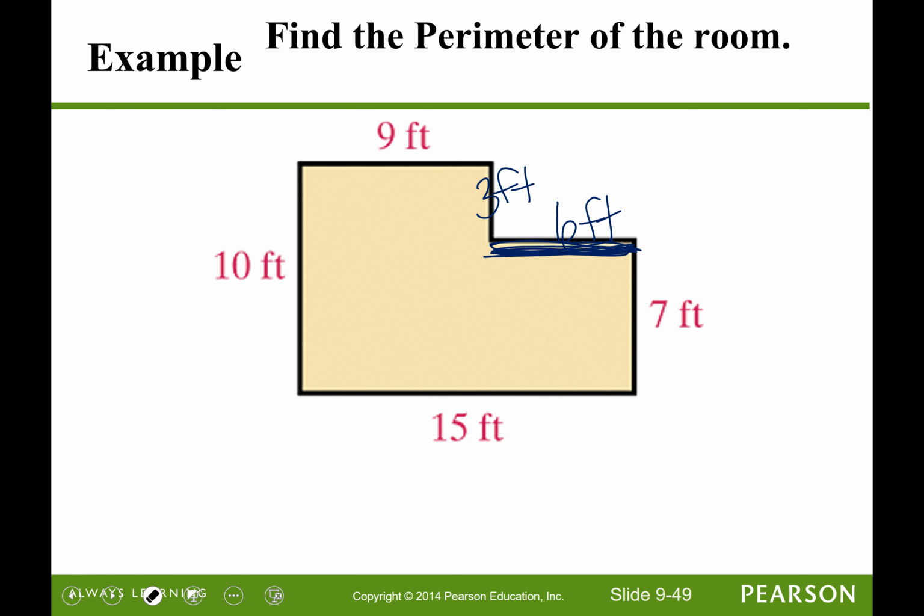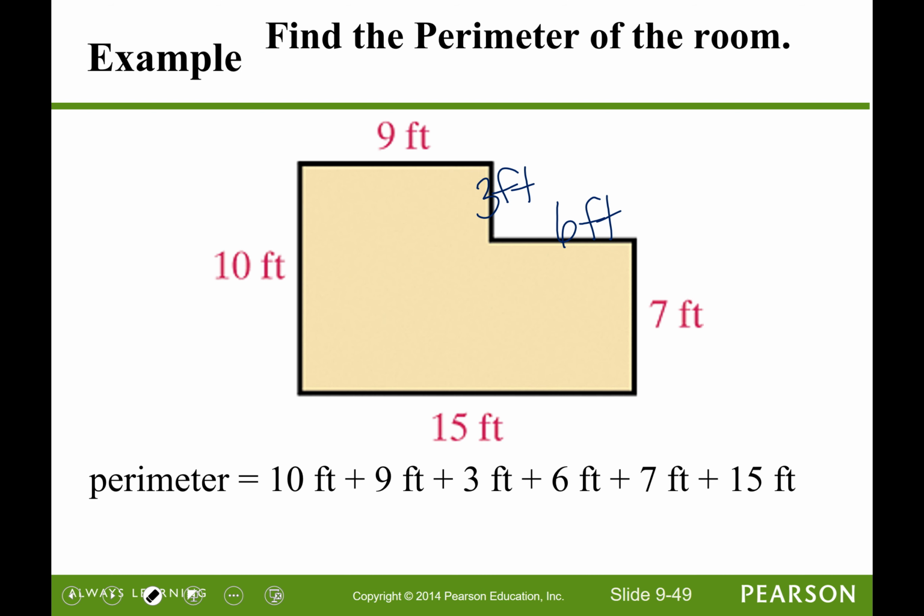All right, so let me erase the extra markings here and here. And so our perimeter would be 10 feet plus 9 feet plus 3 plus 6 plus 7 plus 15 feet. And the units stay feet through addition. And that gives us 50 linear feet. That would be the perimeter of that room.